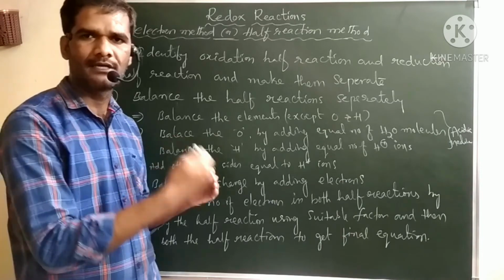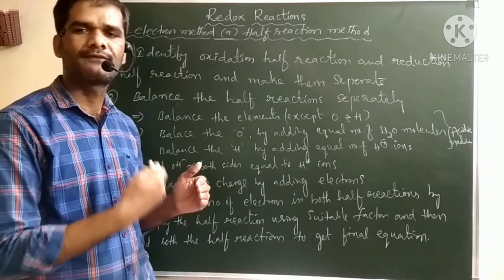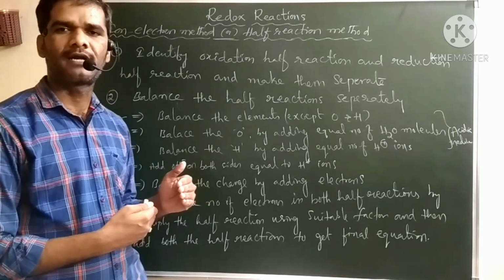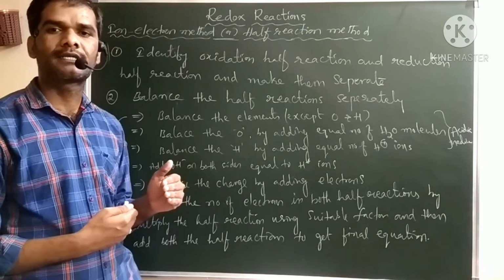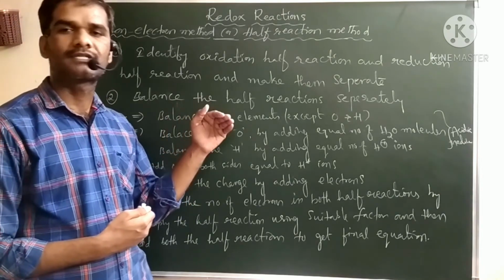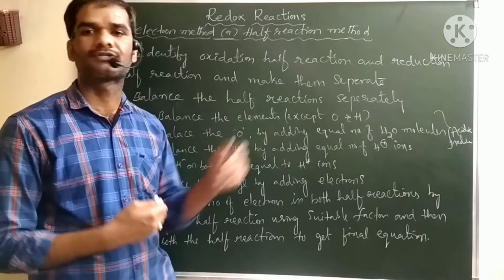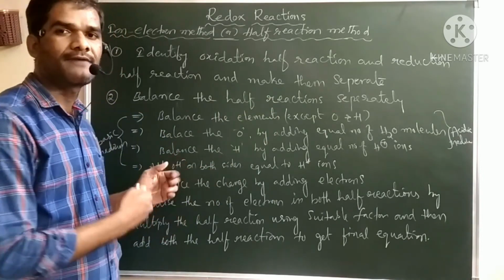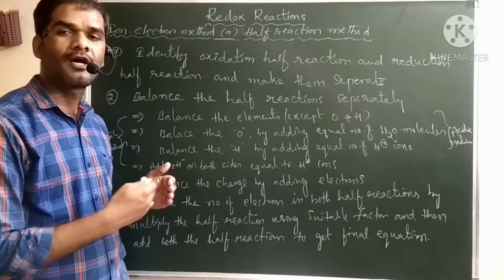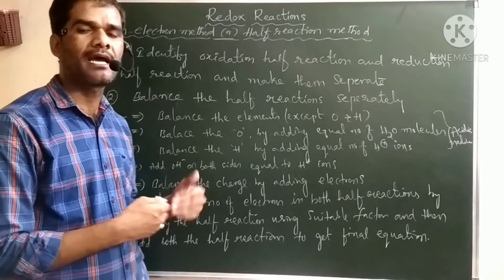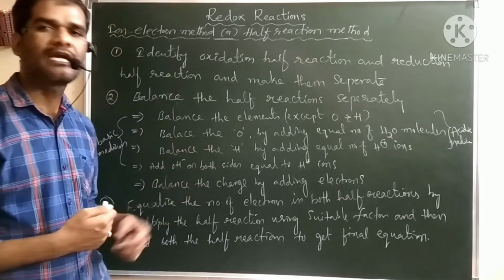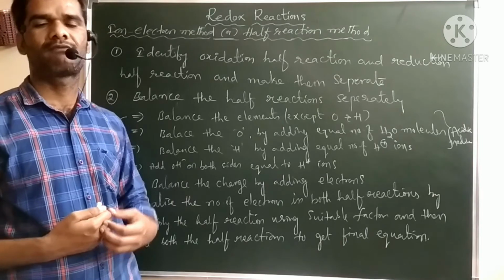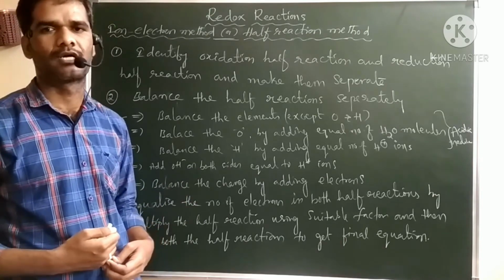Means balancing of element, next balancing of oxygen, next balancing of hydrogen, and the last. In the oxidation state method, the first step is to balance the change in oxidation state. But in the ion electron method, in the last step we have to balance the charge. How to balance this charge? By adding an equal number of electrons. Here we will use the electrons to balance the charge.